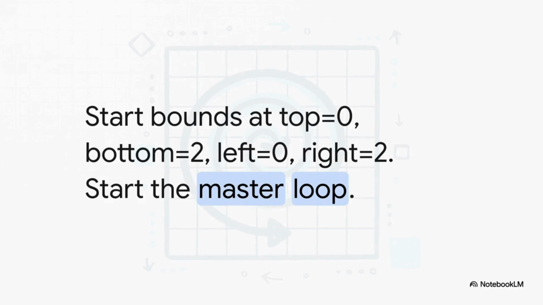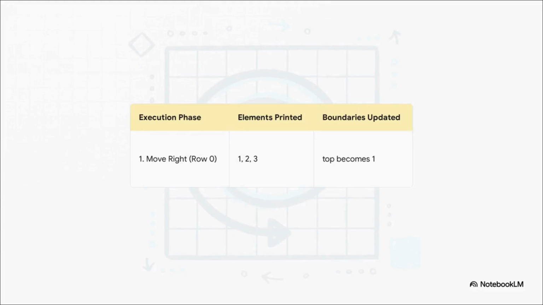The master loop condition checks: is top less than or equal to bottom? Yes. Is left less than or equal to right? Yes. The engine starts. Our first move right loops along row 0. We print the numbers 1, 2, and 3. Because that row is now fully processed, we push the top wall down. Our top variable increments from index 0 and becomes 1.